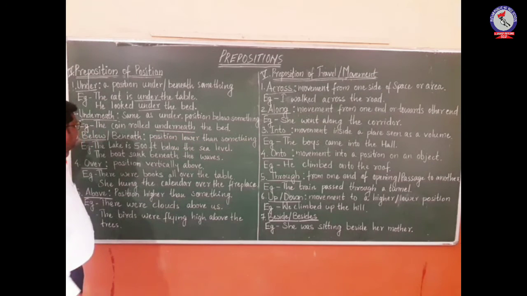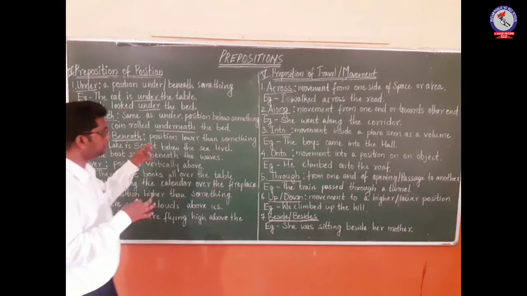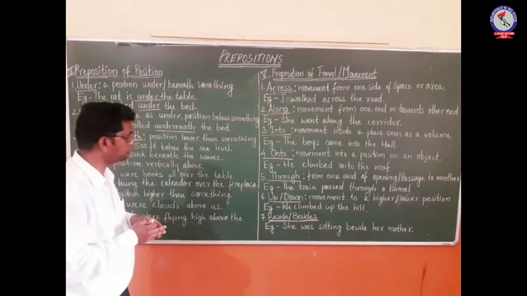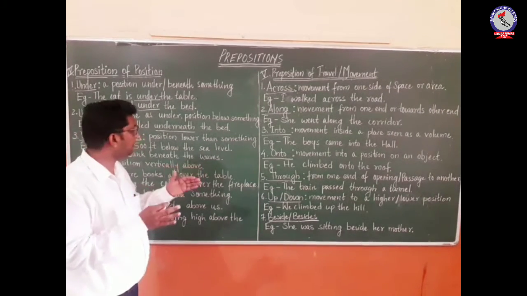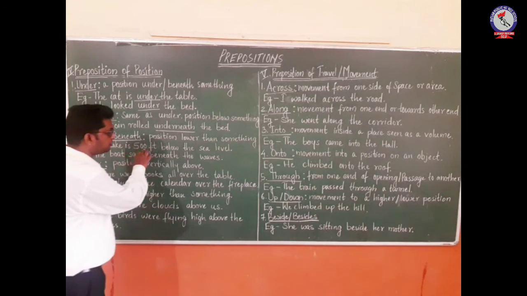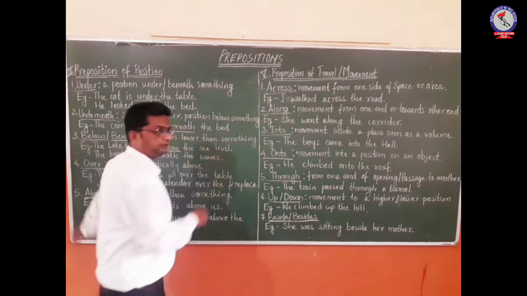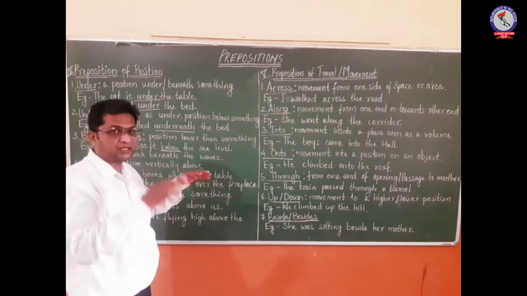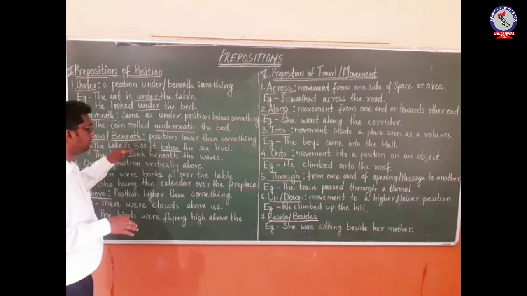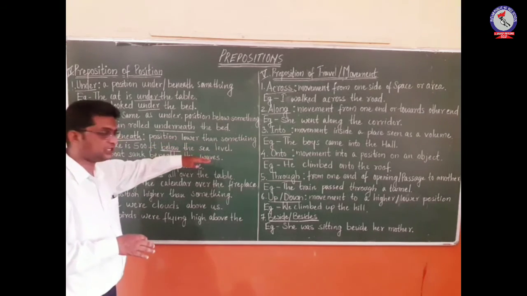See the next, below or beneath. It shows us the position lower than something. Example, the lake is 500 feet below the sea level. That means the comparison is made. The sea level is above and the lake is 500 feet below. It is lower than the sea level.